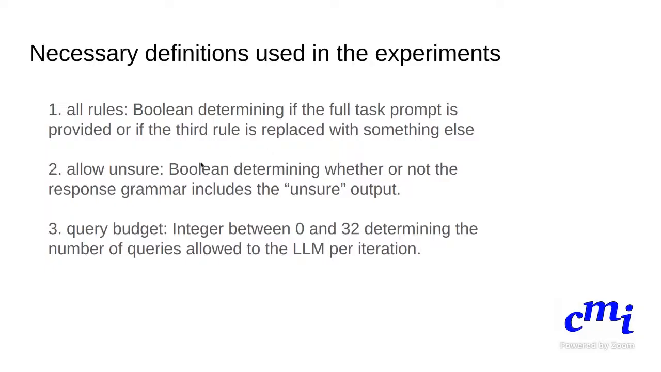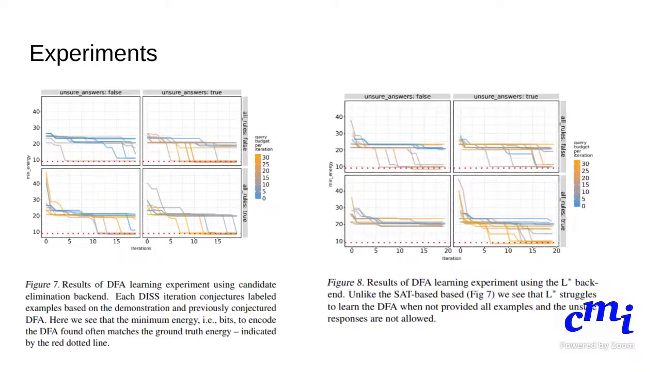And then allow unsure here means that we have looked at the response of the LLM. If allow unsure is true, then you give the LLM the options yes, no, or unsure, and if it is not, then it is just yes or no. So the query budget is the number of LLM interactions we are allowed to make to the LLM, for each iteration. These are the charts we'll look at in the next slide.